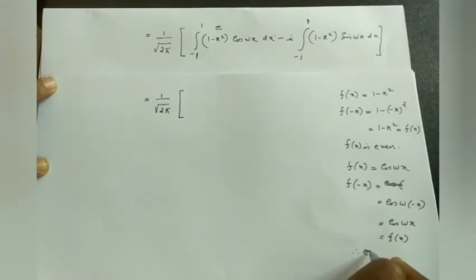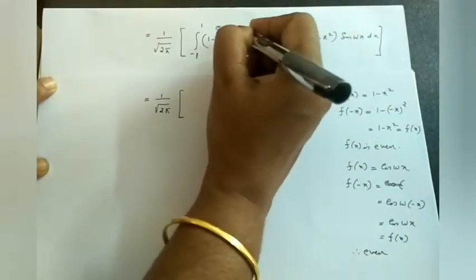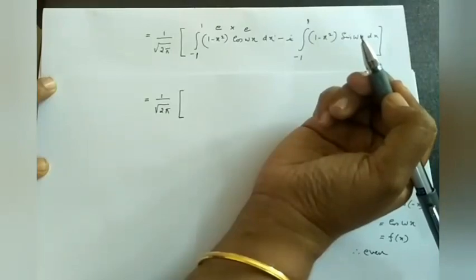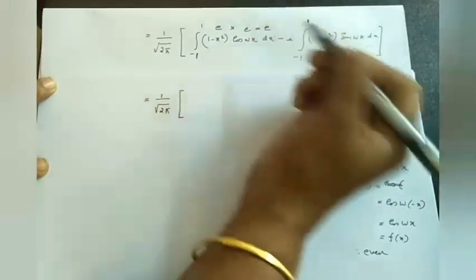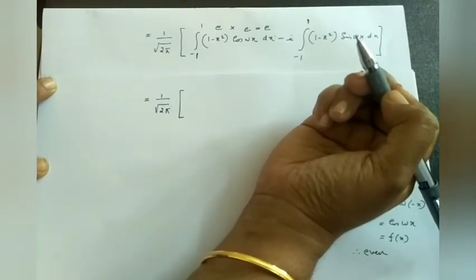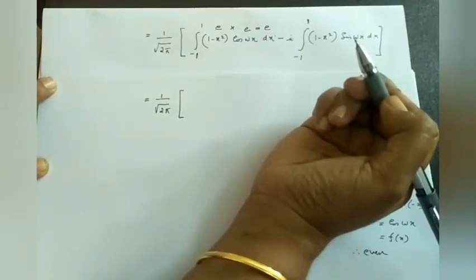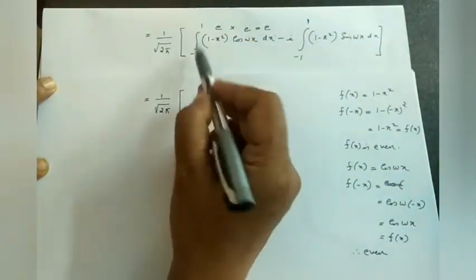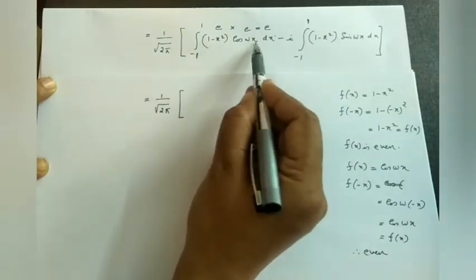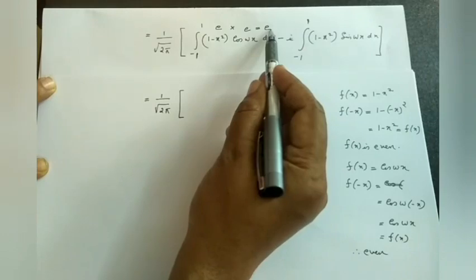Therefore it is even. Here this is also even. Therefore I am multiplying two even functions. Even into even functions is again an even function, that we already know. The product of two even functions will be an even function. Therefore here from minus 1 to 1, the whole term 1 minus x square into cos omega x is an even function.